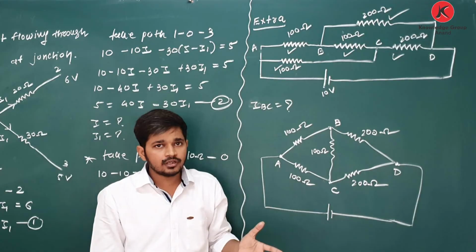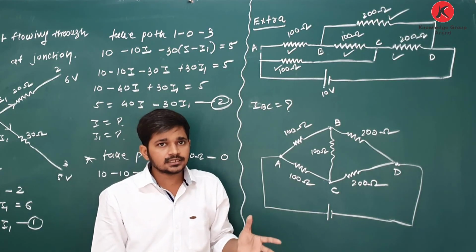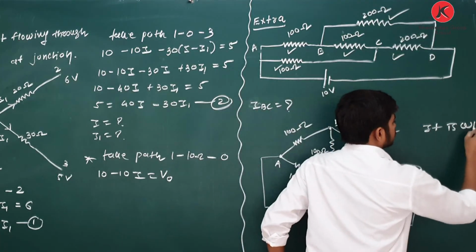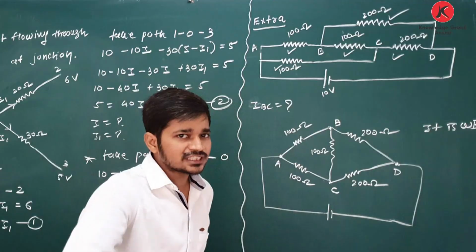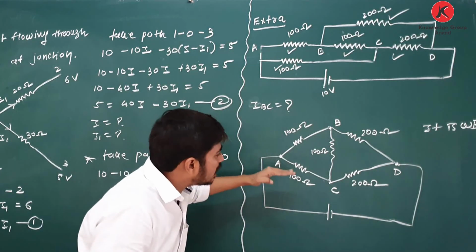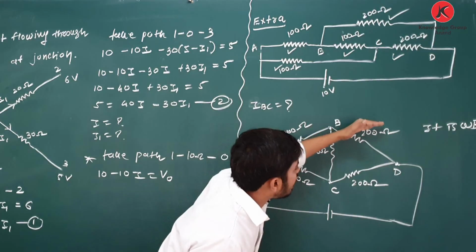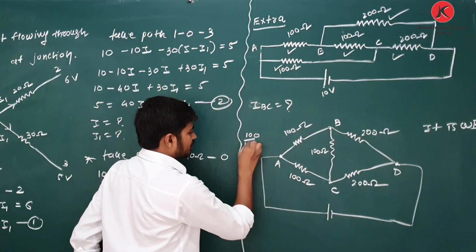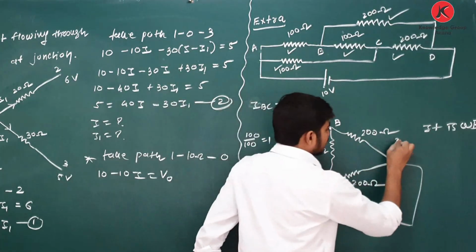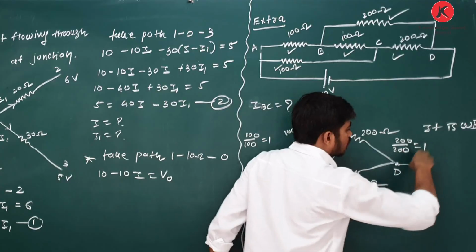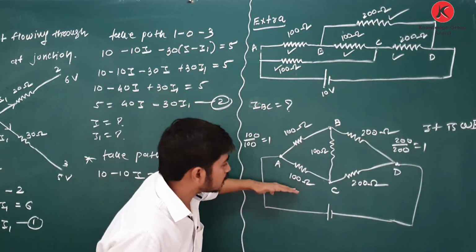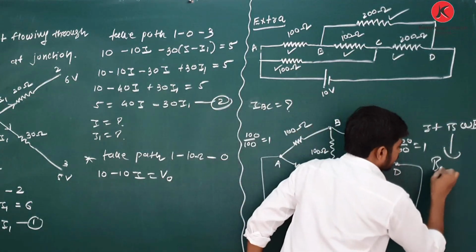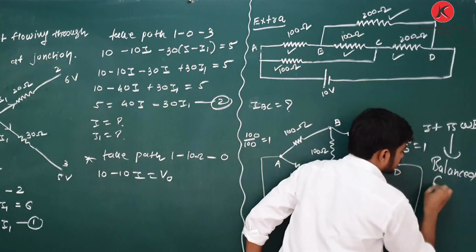How to find? See. Observe, this circuit is nothing but a Wheatstone bridge. And yes, observe this thing. See, R1 upon R2 is equal to R3 upon R4. Yes, it is. 100 upon 100 is equal to 1. This side, 200 upon 200 is equal to 1. R1 upon R2 is equal to R3 upon R4. The Wheatstone bridge is in balanced condition.